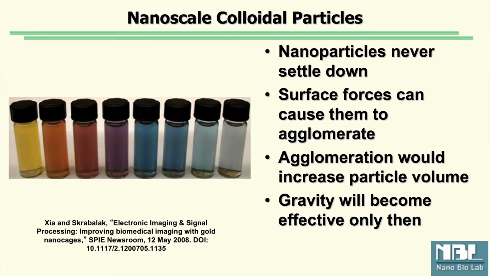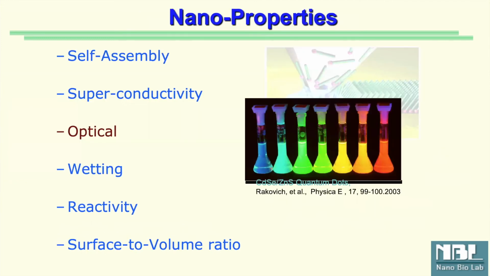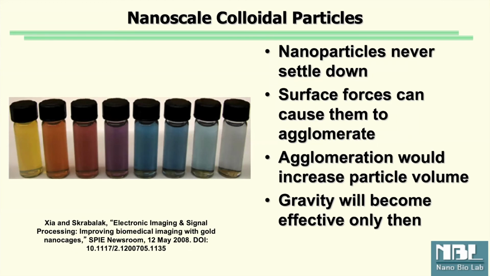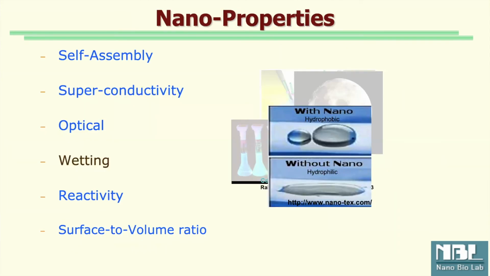Gravity is there, but if they're too small, gravity has no effect. So that's another very interesting property of nanoscale, in addition to what we call the optical or wavelength adjustment, like in the case of quantum dots. Another interesting property is wetting.